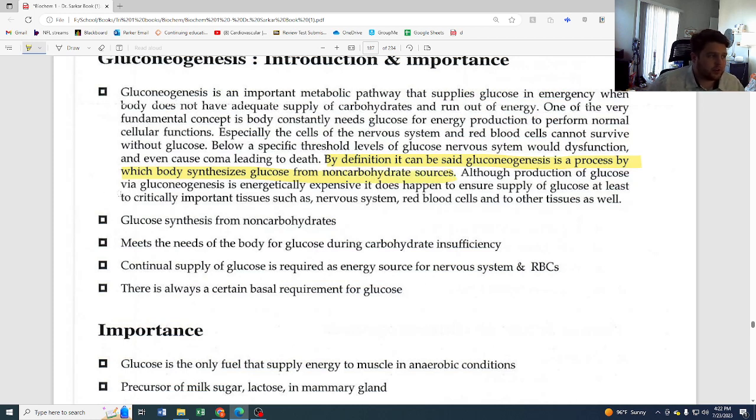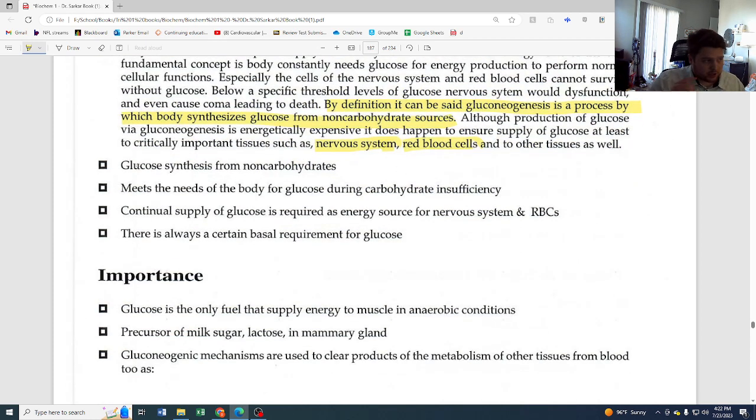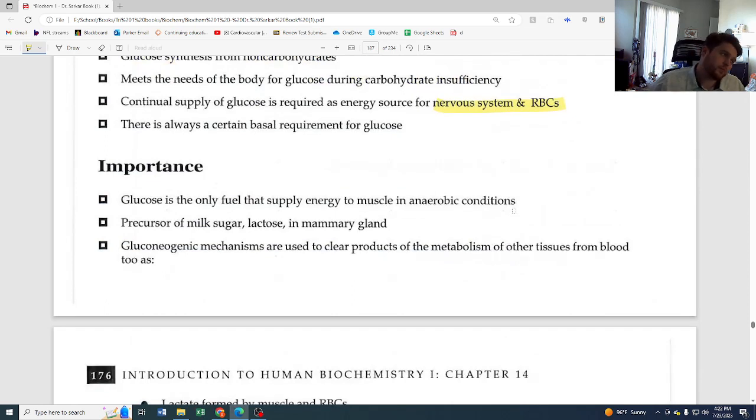Although production of glucose via gluconeogenesis is energetically expensive, it does happen to ensure supply of glucose at least to critically important tissues such as the nervous system, red blood cells, and other tissues as well. So our main focus: nervous system and red blood cells, keeping those guys active and fed in order to keep the body alive. So a couple key points. Glucose synthesis is from non-carbohydrates. It meets the needs of the body for glucose during carbohydrate insufficiency, and a continual supply of glucose is required as an energy source for the nervous system and red blood cells. There's always a certain basal requirement for glucose.